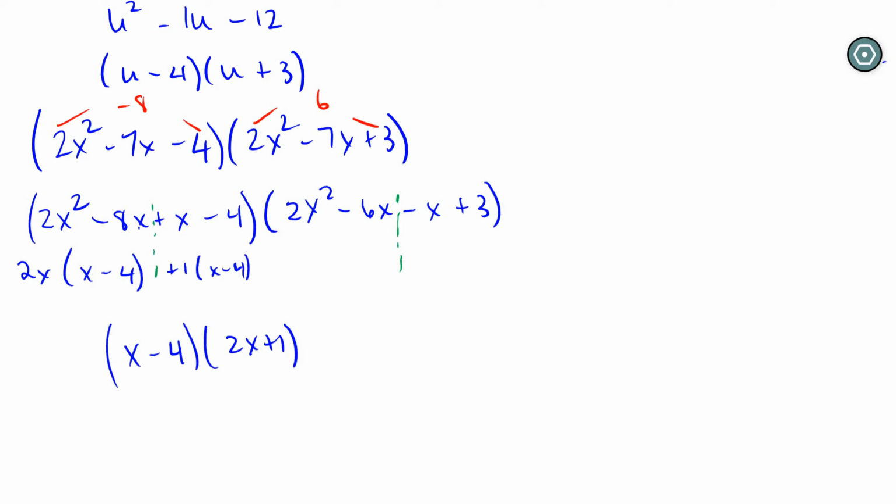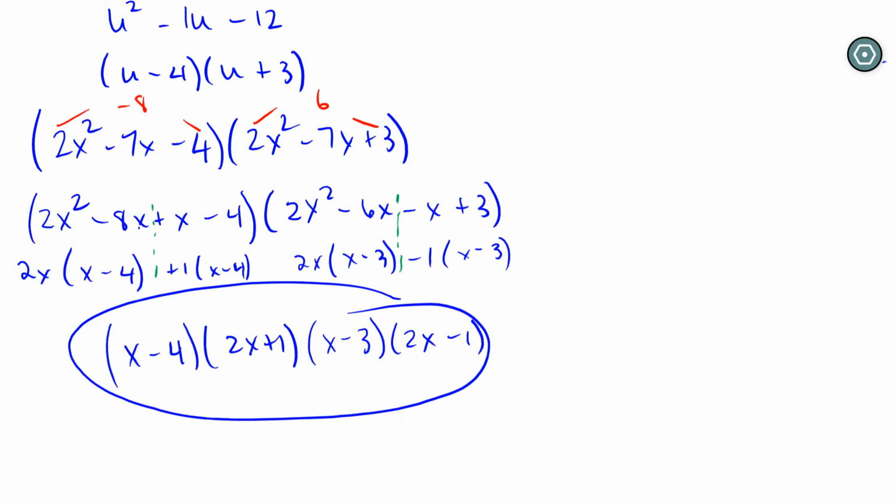Second parenthesis has a GCF of 2x. So that would become x minus 3. Notice how this is negative x plus 3, so that tells me to take out negative 1. That'll change to x minus 3. So now I have x minus 3 and 2x minus 1. Nothing left to factor, so that's done.